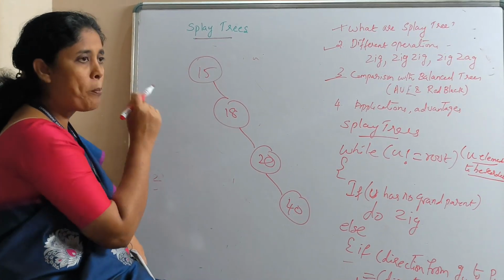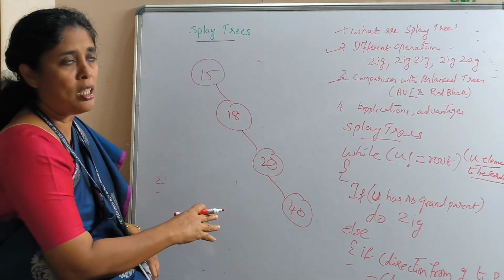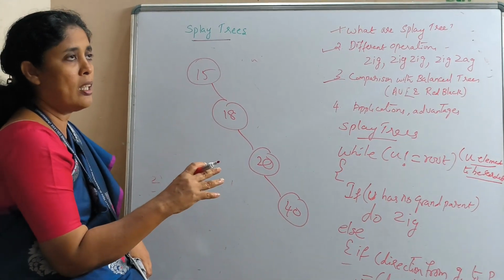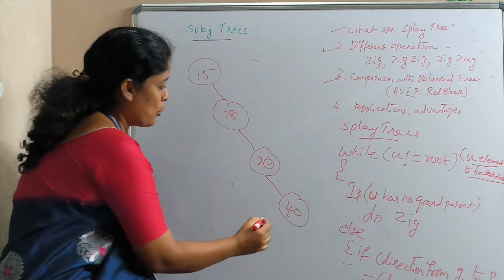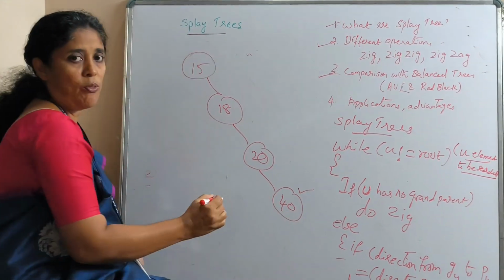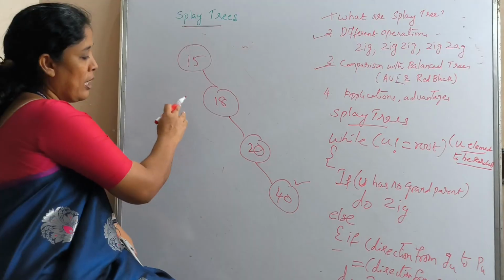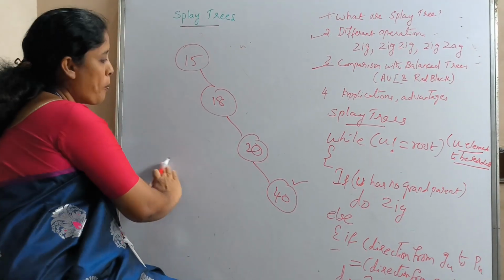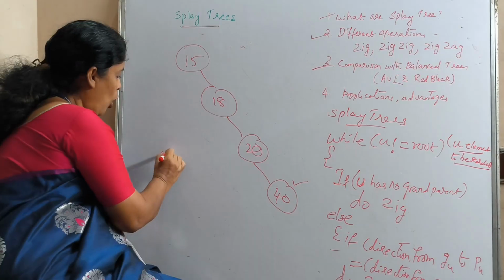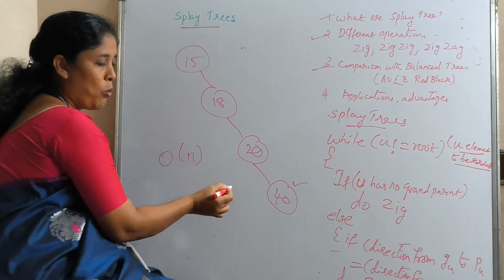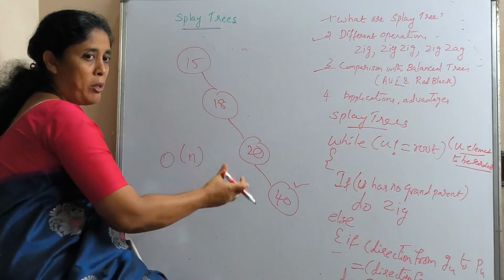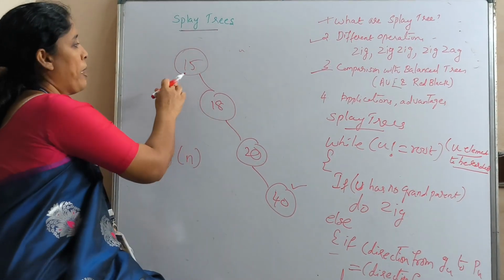Now, the time complexity here for the SPLAY tree, if we go in for the element we are searching, suppose we are just taking it as an example, the element we are searching is 40. Then the time complexity will be order of n. Why? Because we will compare it with the root element. The element we are searching for, 40, will be compared with the root.